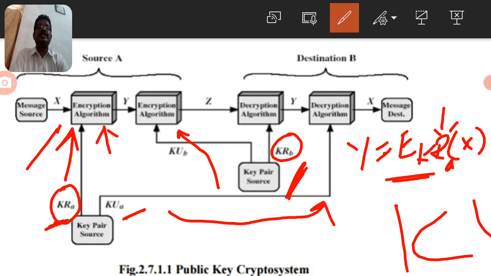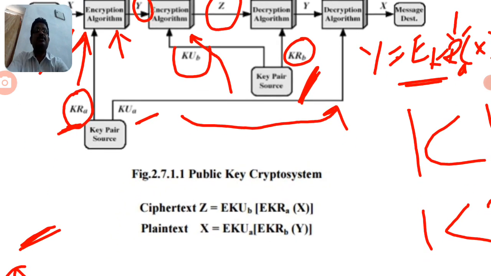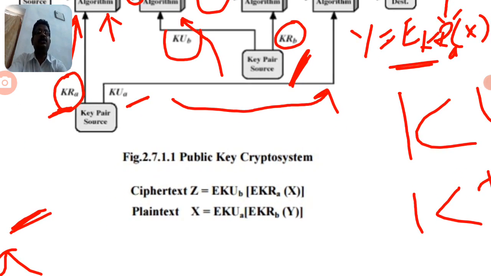Then Y is encrypted again with the public key of user B, which gives the confidential message. So finally Z is the confidential message and Y is the authenticated message. So two messages are generated by public key cryptography. In a similar way, you can apply the decryption process at the destination side. The ciphertext Z equals EKUB of EKRA of X, where X is the plain text.